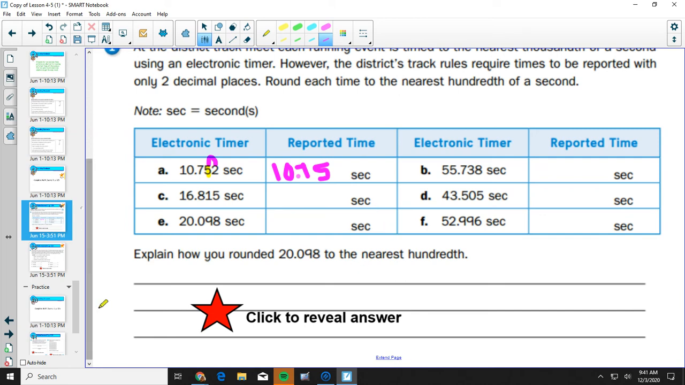So I want you to do that same thing on this page. I want you to continue the work here, looking at the thousandths, decide if the hundredths is going to stay the same, meaning round down, or if it's going to round up. Then I want you to explain how you rounded 20 and 98 thousandths.